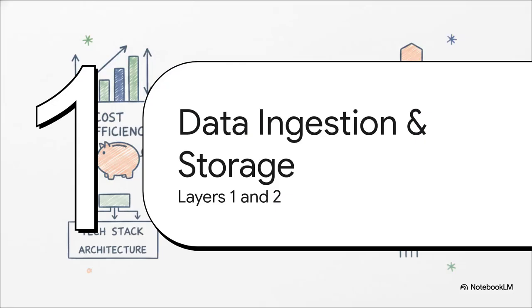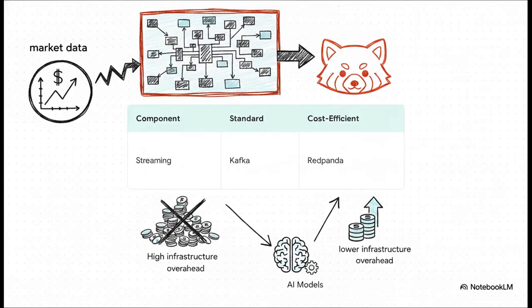Moving right along to part two, data ingestion and storage. Okay, so once you actually pull that market data in, you need to stream it internally to your models. The standard heavyweight choice you always hear about is a full Apache Kafka cluster. But remember, we are specifically building a cost-efficient stack here. So our crucial budget-friendly alternative is Redpanda. Redpanda is a much lighter Kafka-compatible streaming model. It's way faster and significantly cheaper to run.